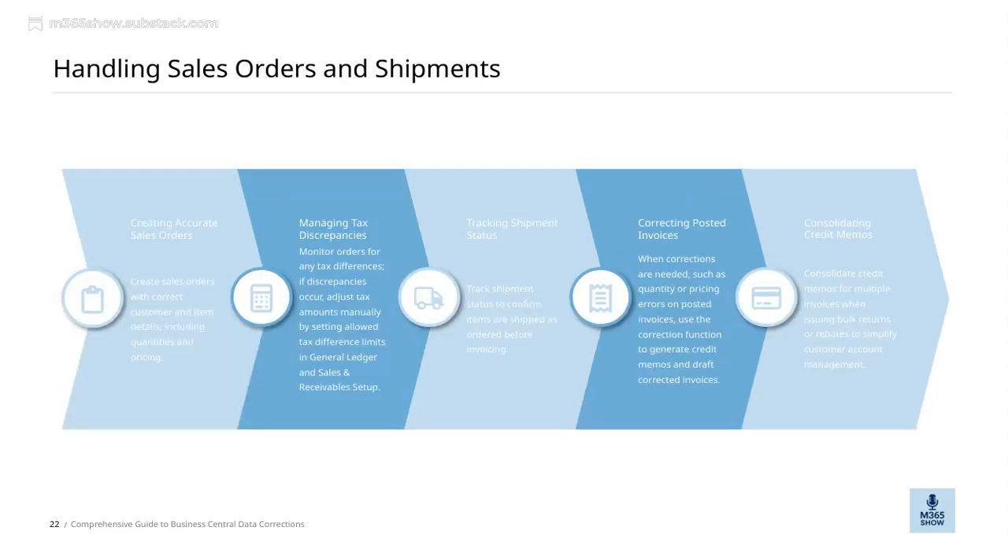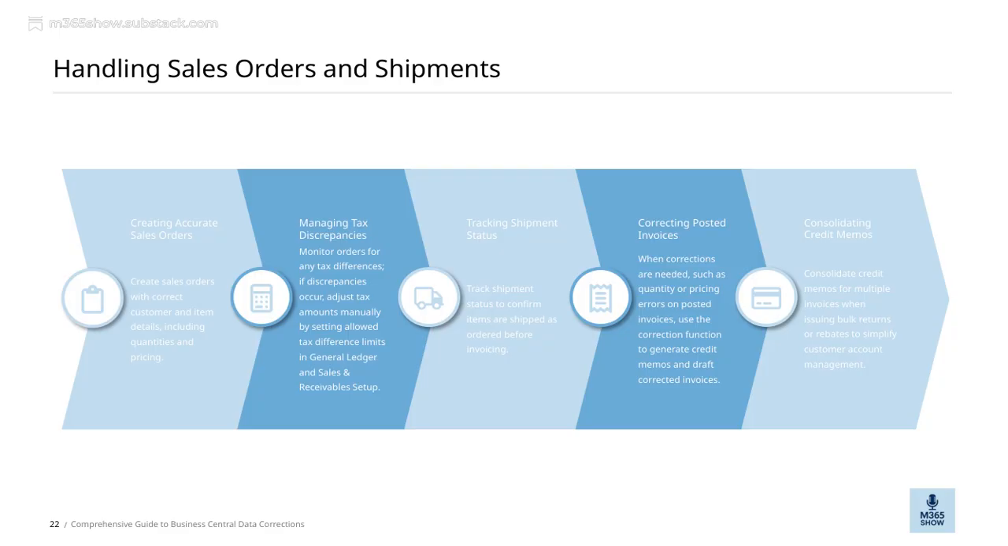Now, let's look at handling sales orders and shipments within Business Central. One important aspect is consolidating credit memos, especially when you're issuing bulk returns or rebates. By grouping multiple credit memos together, you can simplify customer account management and make the process more efficient. Next, when corrections are needed, say there's a mistake in quantity or pricing on a posted invoice, you should use the correction function. This allows you to generate credit memos and draft the corrected invoices, ensuring your records stay accurate and up to date.